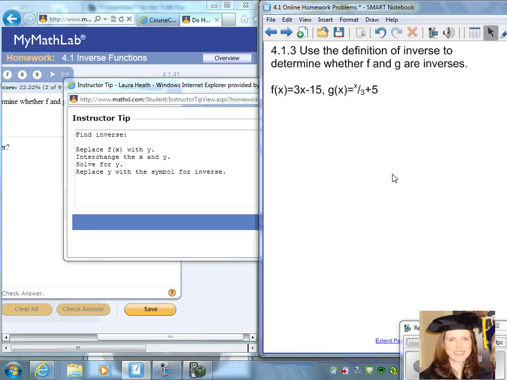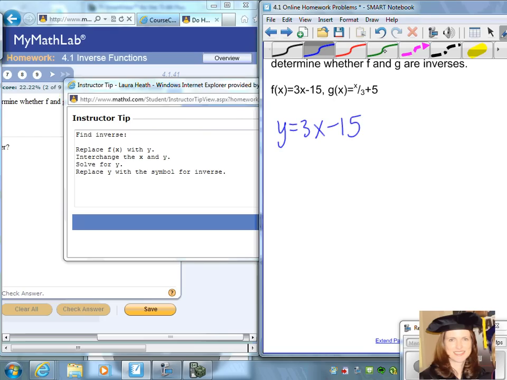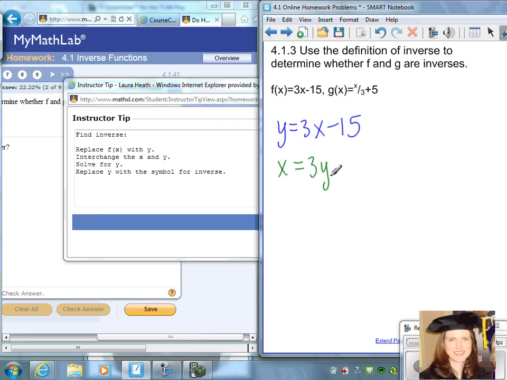The way you find an inverse of f of x is to replace f of x with y. So I'm going to have y equals 3x minus 15. And then I'm going to interchange the x and the y. So where I see a y, I'm going to write an x, and where I see an x, I'm going to write a y. Everything else remains the same.